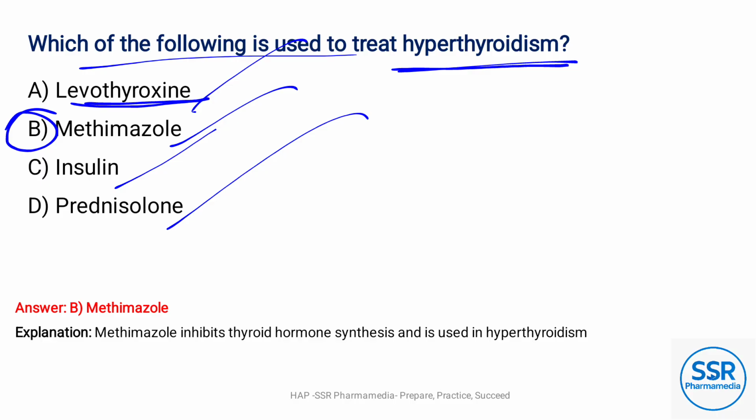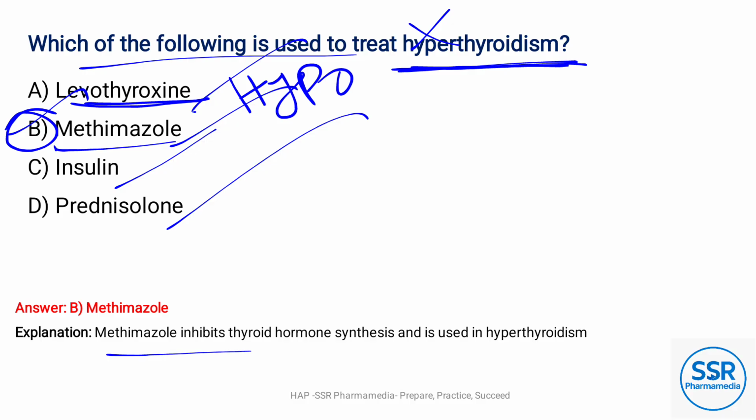Levothyroxine is used for hypothyroidism, not for hyperthyroidism. So methimazole is the correct answer. It is used for the treatment of hyperthyroidism. Methimazole inhibits thyroid hormone synthesis.